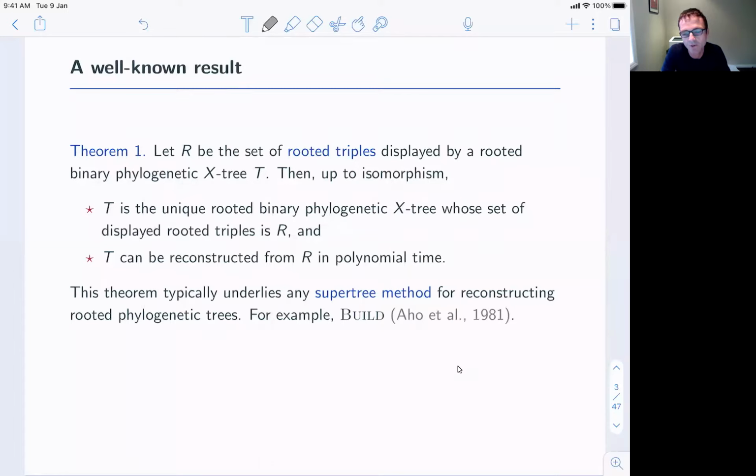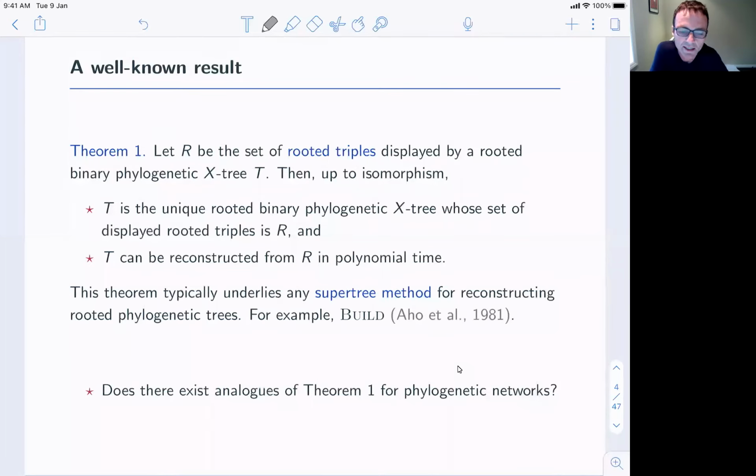The classic supertree method is the BUILD algorithm from 1981. Actually, they were doing databases, I think, from memory in the paper, nothing to do with phylogenetics at all, but the algorithm just applies straight away. I'm going to come back to the BUILD algorithm at the very end. It takes a collection of rooted triples and decides whether the rooted triples are consistent, i.e. come from a single tree, can be displayed by a single tree.